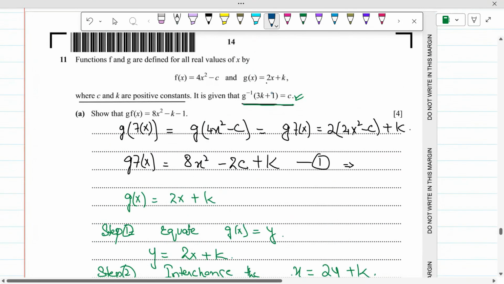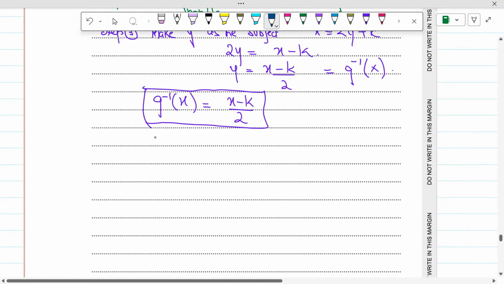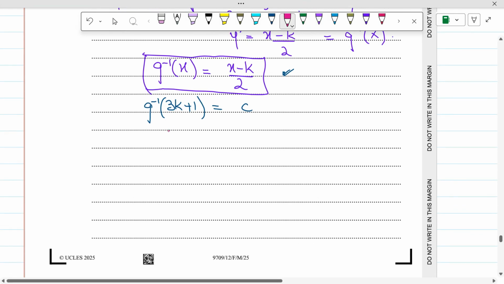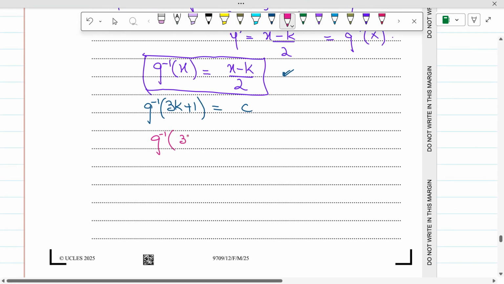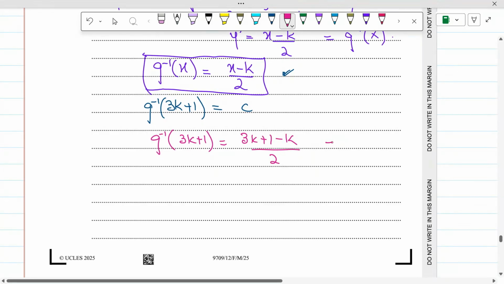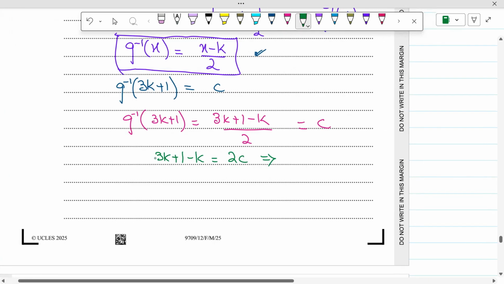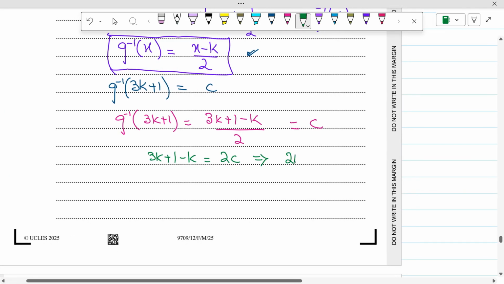It is given that g inverse of 3k plus 1 is equal to c. So plugging x is equal to 3k plus 1 in this inverse equation, we will have g inverse of 3k plus 1 is equal to 3k plus 1 minus k over 2, and this is equal to c. So 3k plus 1 minus k equals 2c. Further solving, we will have 3k minus k is 2k, plus 1, equal to 2c.